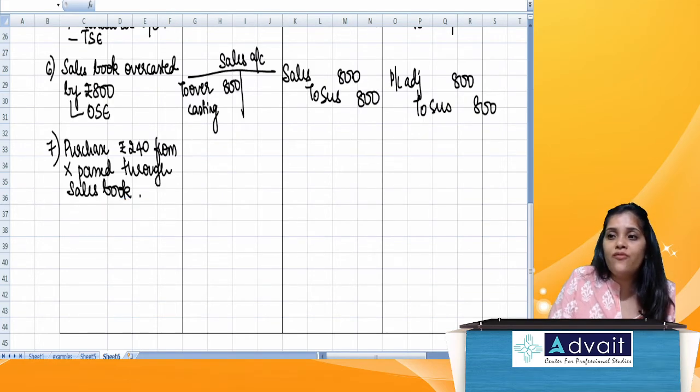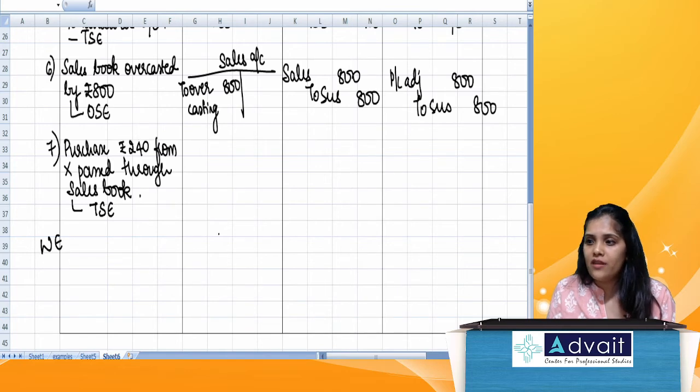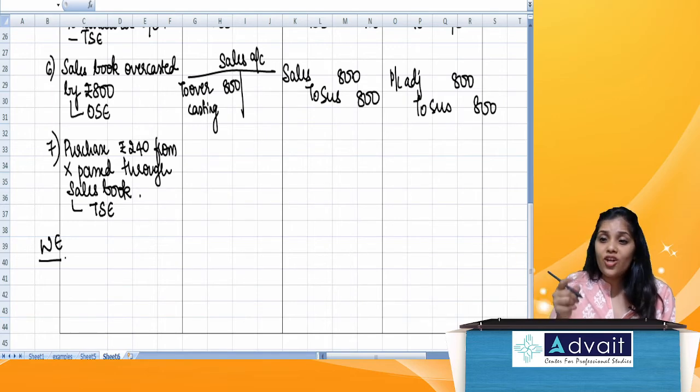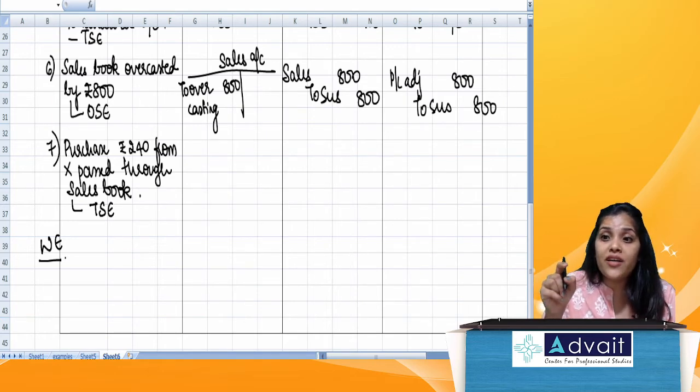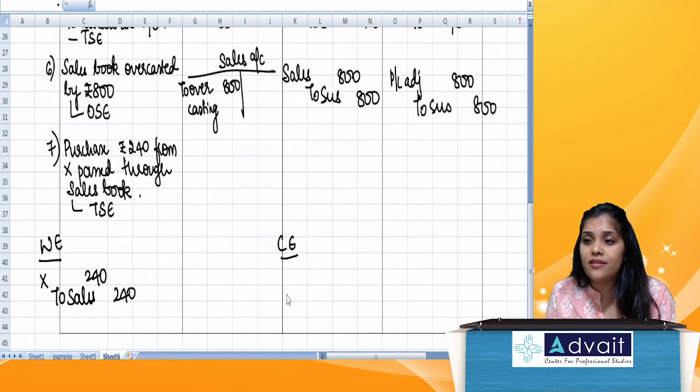first of all, one-sided error or two-sided error? Two-sided error, everybody, this is easy, okay? Now what they are saying, wrong entry: instead of passing a purchase entry, you have written a sale entry. So what is the sale entry? X to sales? Correct? Now, what entry should you have passed? Purchases to X. Correct?